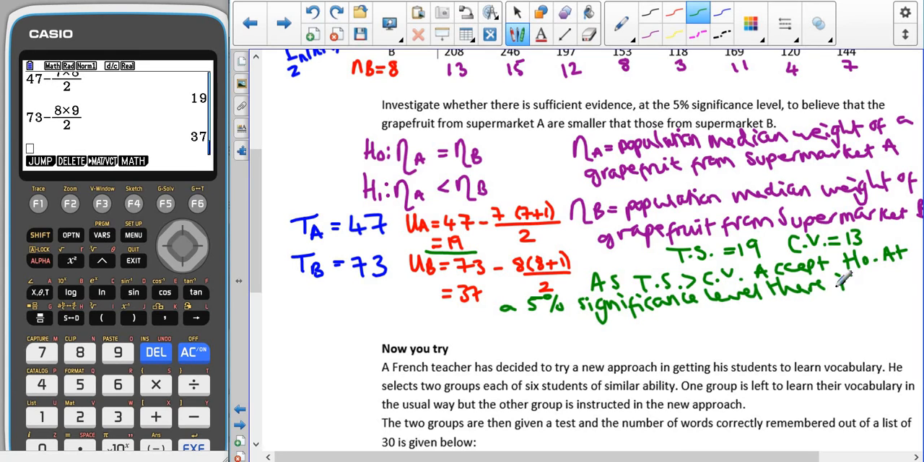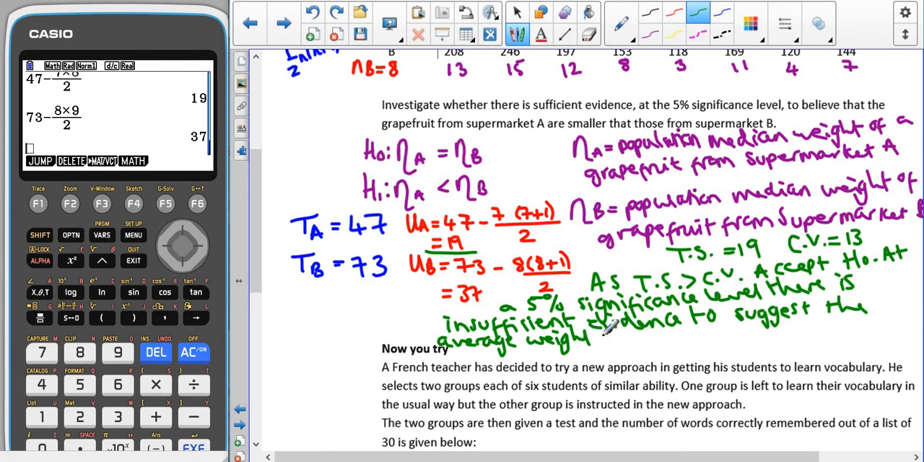There is insufficient evidence to suggest the average weight of a grapefruit from supermarket A is smaller than supermarket B.